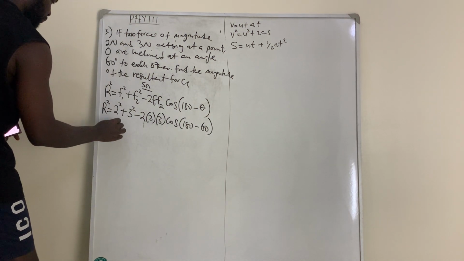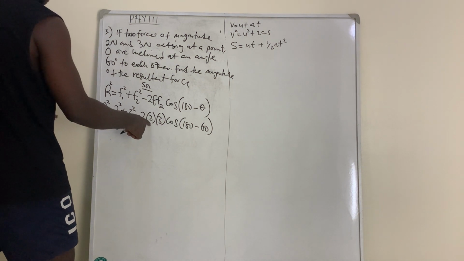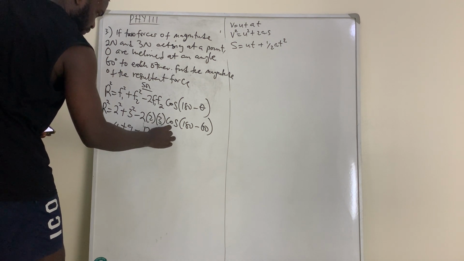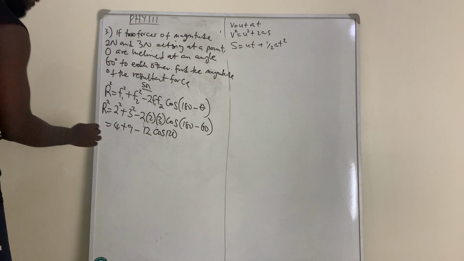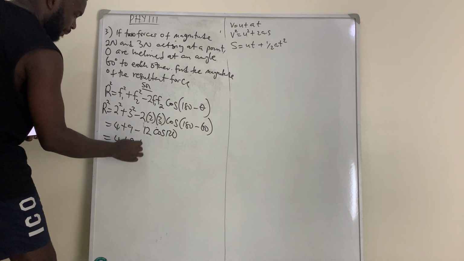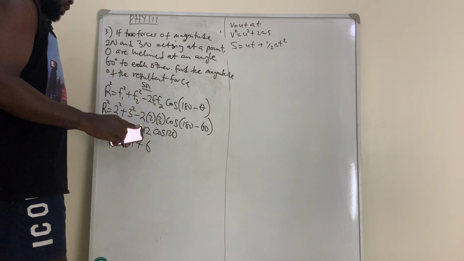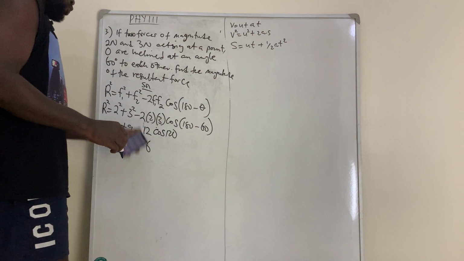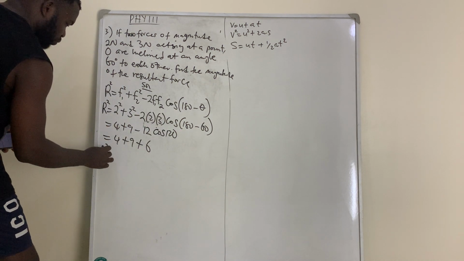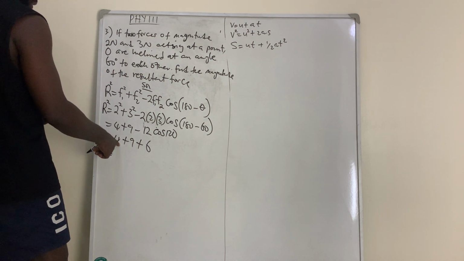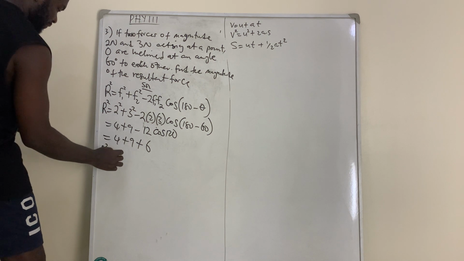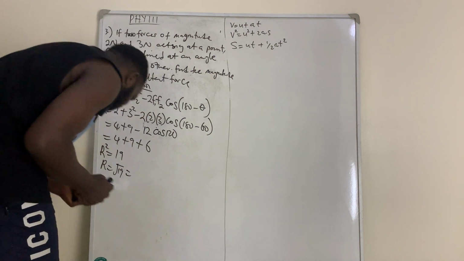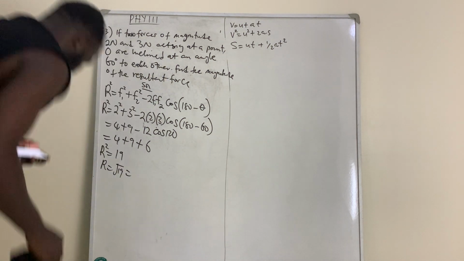So this is going to be 4 plus 9 minus 2 times 2, 4, 4 times 3, 12. So I have 12 cos 120. Okay, cos 120 is minus half, so this is 4 plus 9 plus 6. Why did I use plus? Because 12 cos 120 will give you minus 6 on your calculator, so that minus this will give you plus 6. So R squared is now equal to 19. Therefore my R is the square root of 19, and you can punch your calculator and get the answer for the square root of 19.